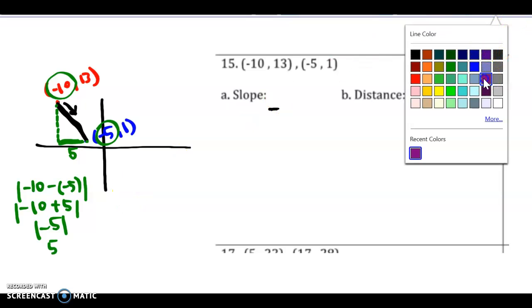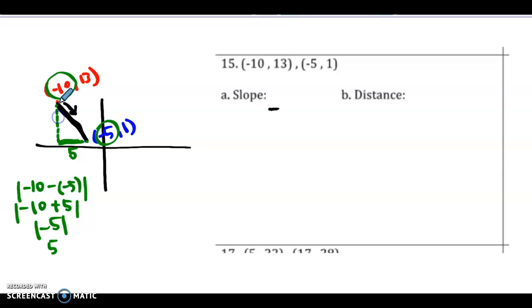Now, what if I'm looking for this vertical distance, which is what I have to find next? Out of these 2 numbers, to find the vertical distance, remember I use the 2 y's. So I can use 13 and 1. So I can do 13 minus 1 to get 12. 12 is the length of this line right here. Now that's all I need to know in order to find the distance. I have everything, the slope and the distance.